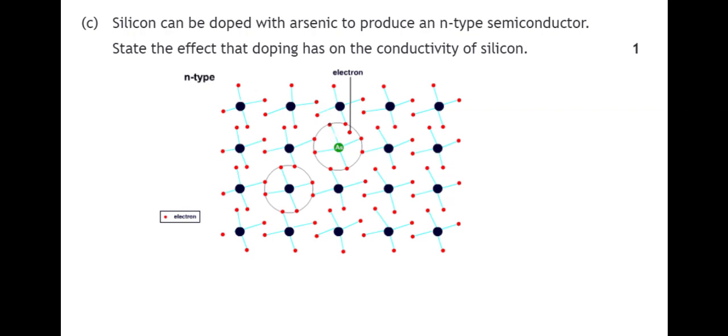So that one spare electron gets hoofed out of the valence band. And where can it go? Well, it can go into the conduction band, and it's able to then flow around the circuit. So by doping the silicon with arsenic, we increase the number of free charge carriers. And increasing the number of free charge carriers will mean that the conductivity of the substance will increase.